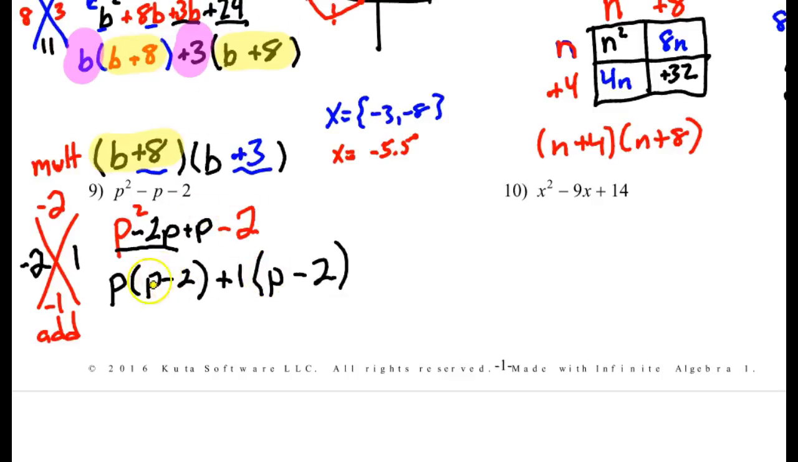Remember your goal, you're always going to see these come out to be the same. If they don't come out the same, something is wrong. So we have p minus 2 as one of them, and we have p plus 1 as the other binomial.